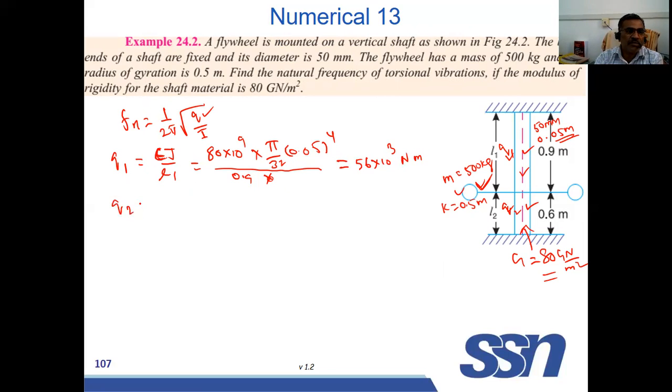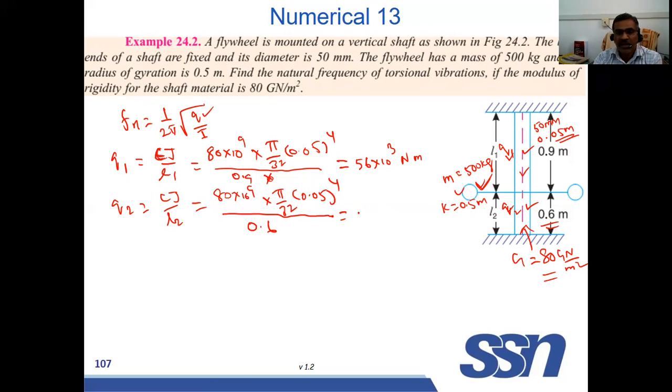Similarly, you find the value of Q2. That is Cj by L2. That is 80 into 10 power 9, the same value, pi by 32 into 0.05 power 4, divided by L2. The value of L2 is 0.6 meters. So the value will be 84 into 10 power 3.